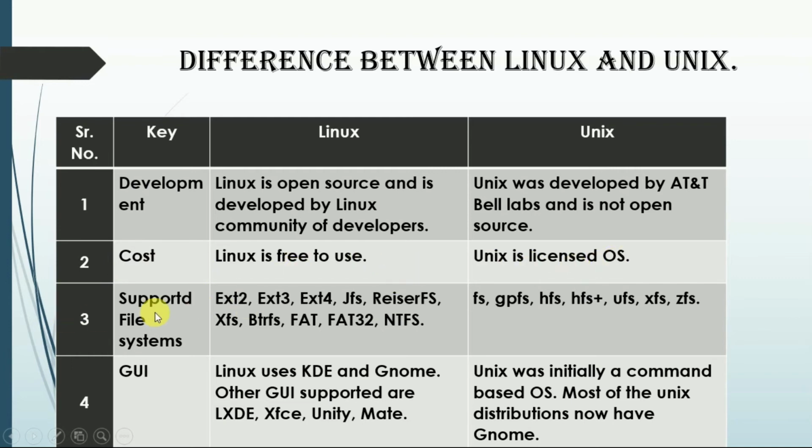The supported file systems are ext2, ext3, ext4, JFS, ReiserFS, XFS, BTRFS, and FAT32, NTFS, and here we have GPFS, HFS, HFS Plus, UFS, XFS, ZFS. And then we have GUI. Linux uses KDE and GNOME. Other GUIs supported are LXDE, XFCE, Unity, Mate, and Unix was initially a command-based operating system. Most of the Unix distributions have GNOME.